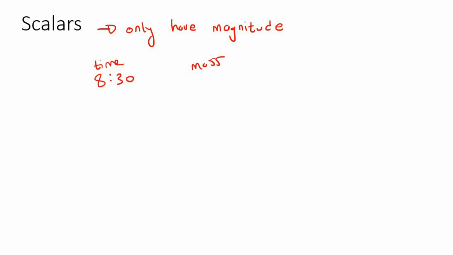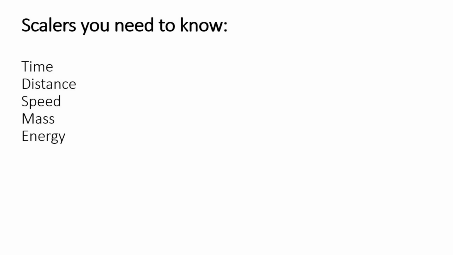So if someone says, hey bro, what's the temperature today? They're going to be like 27. They're not going to say 27 to the left. No, they're just going to say 27. So things like temperature only have size. Okay? So other things that you need to know for pretty much grade 10, 11, 12 for scalars are going to be time. Distance is another one.